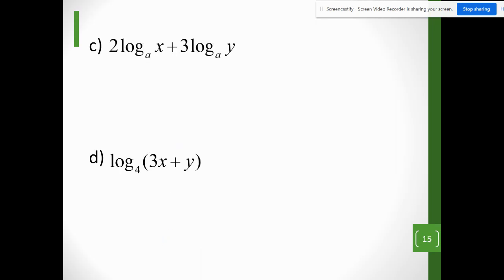And there's that one. Now looking at D though, this plus sign, right? It's not a plus in between two logs. It's a plus inside a log. We don't have a rule for that. So we can do C, but we cannot rewrite D. Right? If the plus was in between two logs, yes, we can condense it. But we cannot do a plus of a log.